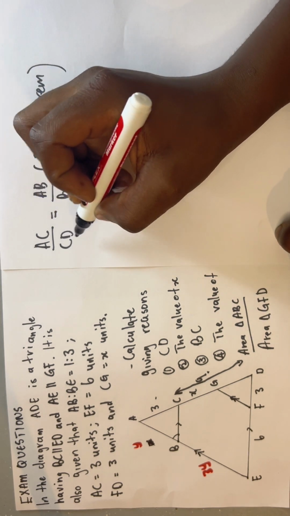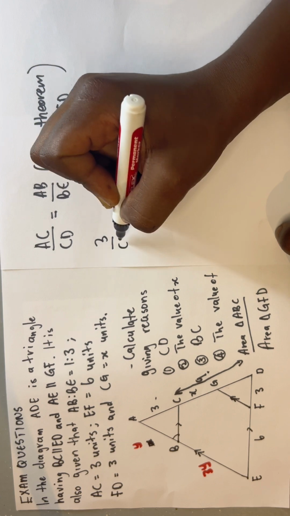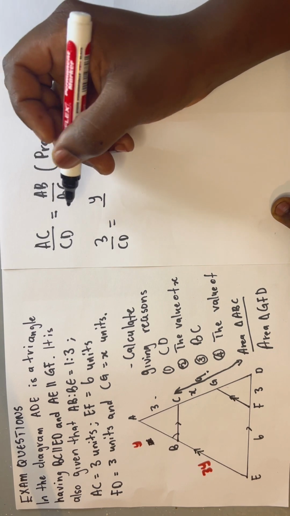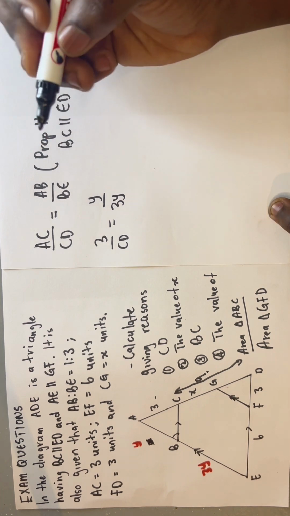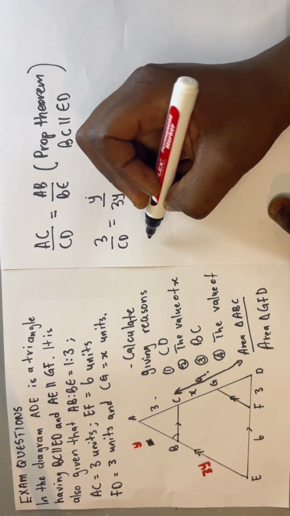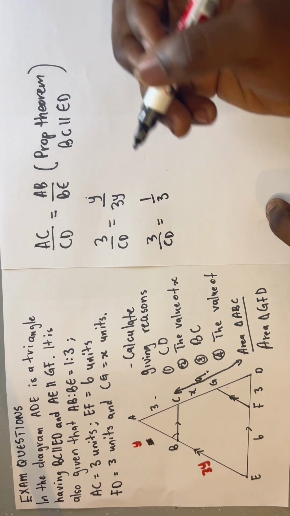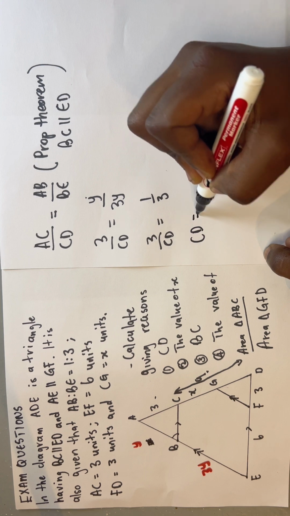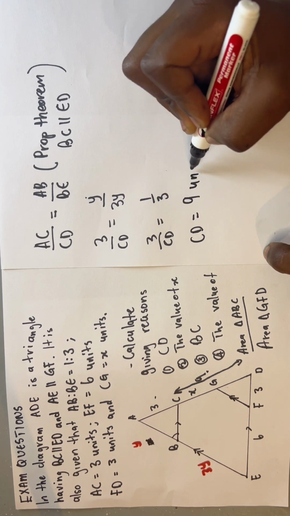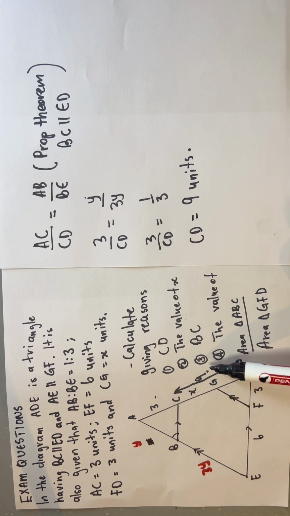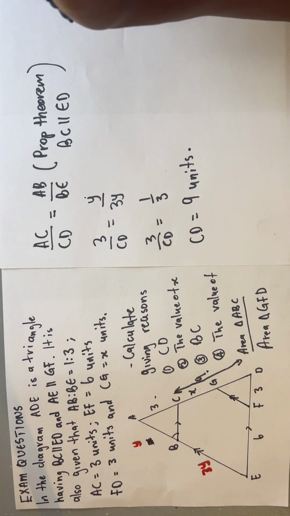Therefore, AC we are given is 3 units. CD is the unknown that we are calculating. AB you abbreviated as Y, and BE is 3Y, and automatically you are dividing Y by Y. So you are going to have 3 over CD equal to 1 over 3. Now you cross multiply, and you find that the value of CD is equal to 9 units. As soon as you have CD as 9 units, you come back to your diagram and substitute the value that you got, so that it can assist you in the questions that follow.